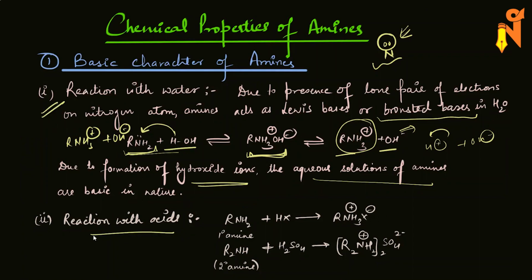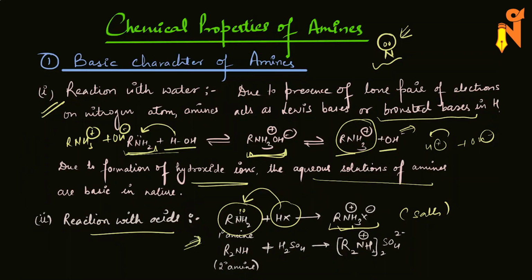Similarly, amines also react with acids. Again, this is base and this is acid, so they tend to form a salt. The lone pair of RNH2 pulls the hydrogen towards itself, forms RNH3 plus, and X minus forms the respective salt. So salt formation takes place whenever the reaction is happening between acids and bases. No matter whichever acid you are talking about, mineral acid or organic acid, in all cases the reaction will remain the same. That means salt formation will take place.